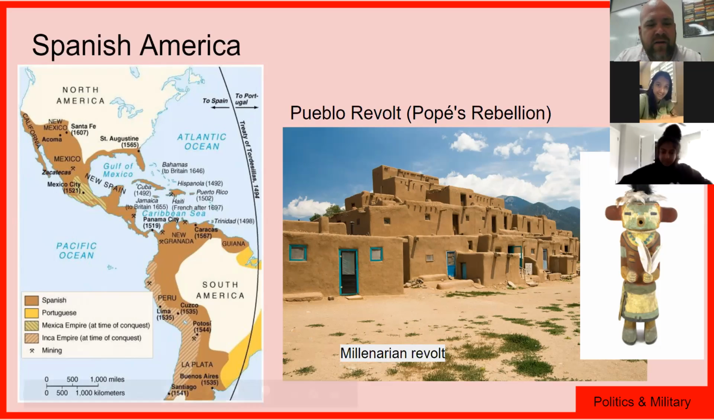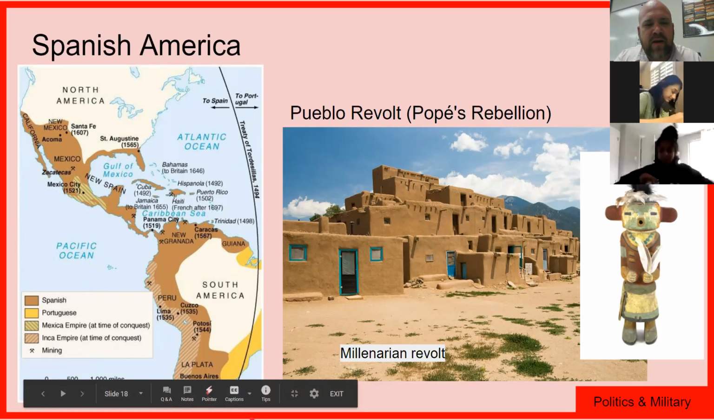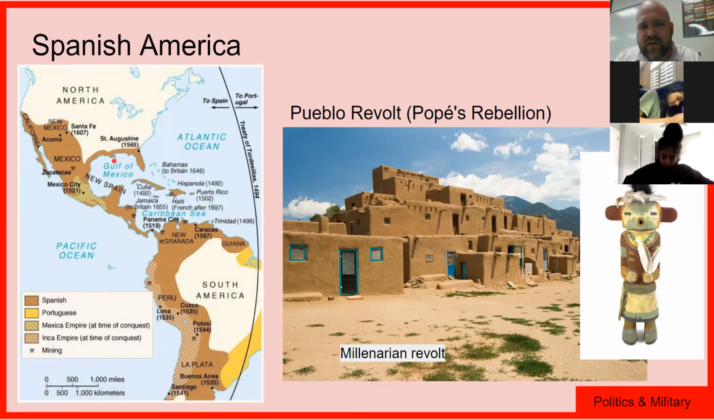So Spain controlled everything from California all the way down to Argentina. During this time period, the part that we really care about is the United States. So Spain controlled Florida and the American Southwest, so Texas all the way up to like Utah, all the way to California. Let's deal with Florida first, because that's where the rest of the British colonies are.